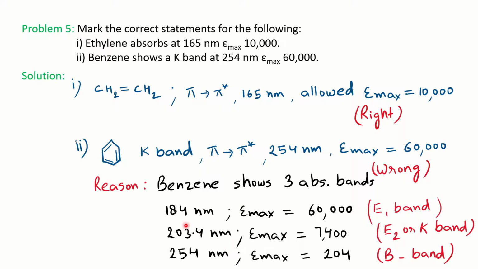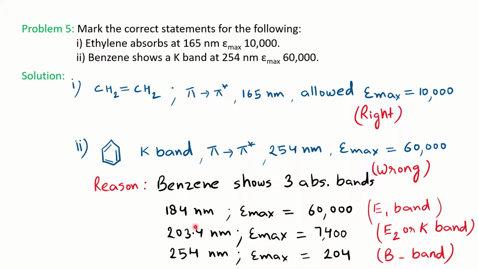Benzene shows three absorption bands. Since it has only sigma and pi electrons, the sigma to sigma star transition will be seen in the far UV. You won't be able to see it in the normal near UV spectrum. You will see these three absorption bands: one at 184, another around 204 nanometer, and the third at 254 nanometer. Their intensities are 60,000, 7,400 and 204. All three belong to pi to pi star transitions.